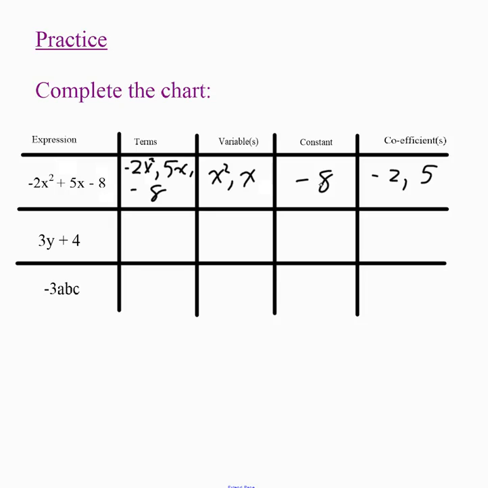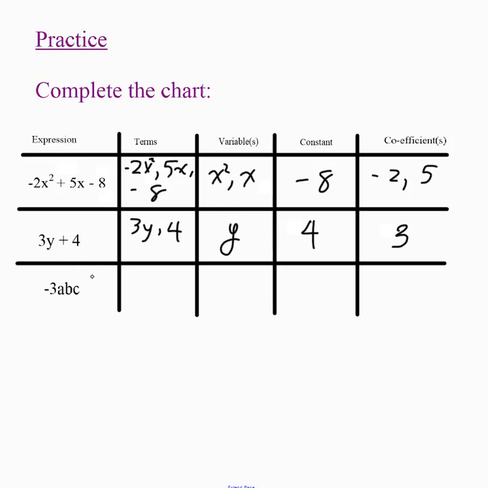The number of constants plus the number of coefficients should equal how many terms you wrote out. In this one, there are 2 terms. They are 3y and 4. The variable is y, the constant is 4, and the coefficient is 3.